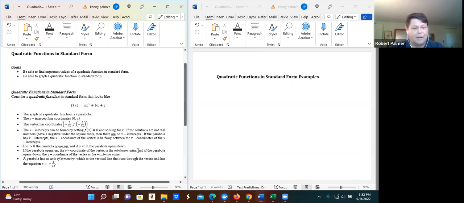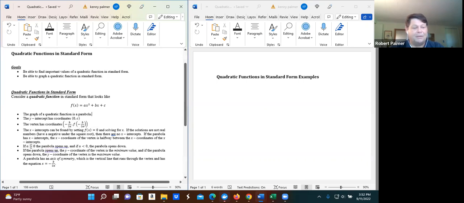Now, the x-intercepts are found by setting f(x) equal to 0. So set this equal to 0 and solve. It's possible you may have to use the quadratic formula. That will solve any quadratic equation. But it might factor in some cases. But if these solutions are not real, if they have a negative number in the square root anywhere, if they involve complex numbers, then there are no x-intercepts. Now, if the parabola has x-intercepts, the x-coordinate of the vertex found by this formula is halfway between the x-coordinates of the x-intercepts. That's because of symmetry.